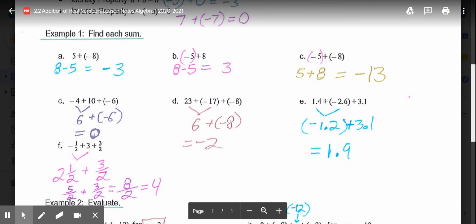In C, a negative 5 plus a negative 8. So they're the same signs. So 5 plus 8 is 13, and we simply attach the negative.